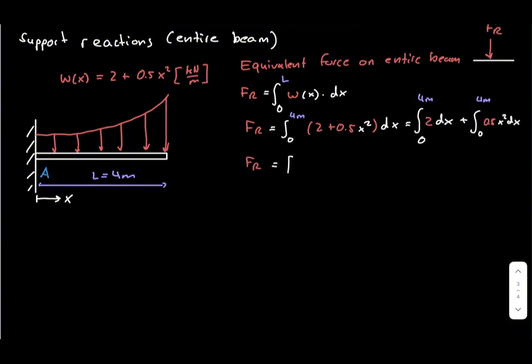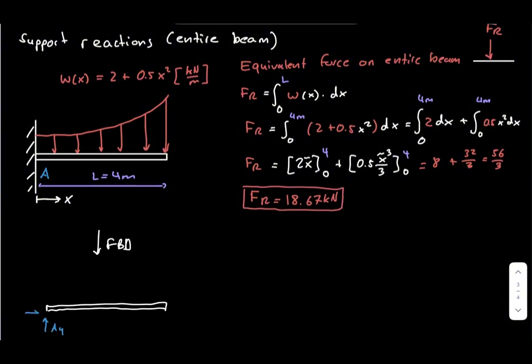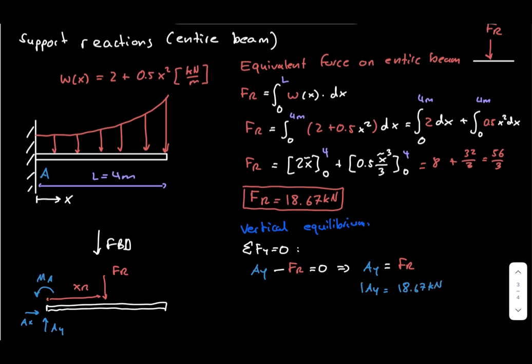The constant part contributes 8 kilonewtons. The quadratic part contributes 10.67 kilonewtons. Adding both contributions gives a total equivalent force of 18.67 kilonewtons. Therefore, the vertical support reaction is 18.67 kilonewtons upward.